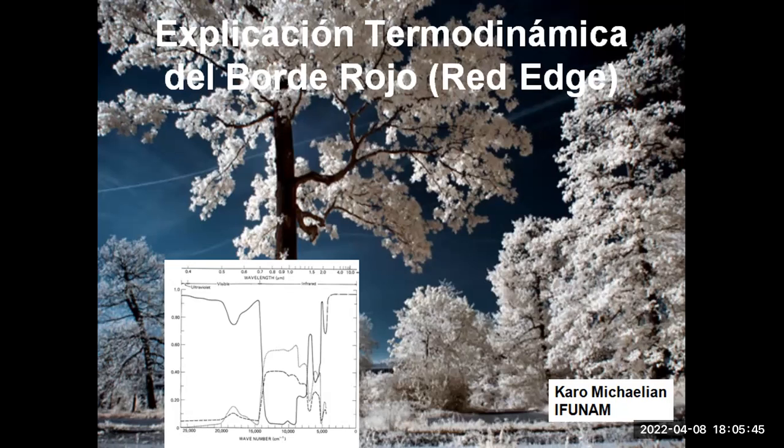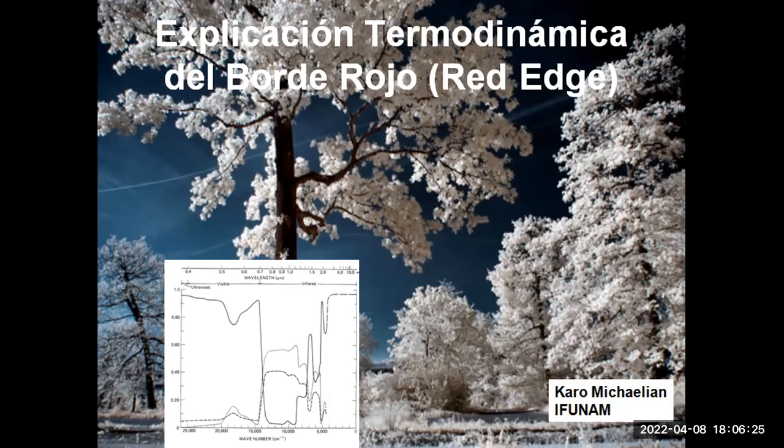This question has been bothering biologists for many years, and they don't really have a good explanation for it. Some of them say there's a red edge because in this wavelength region, from about 700 to before water starts absorbing strongly, there are no electronic excited states of the molecules. But in fact, we know that's not true. There are some organisms which do absorb strongly within this region beyond the red edge.